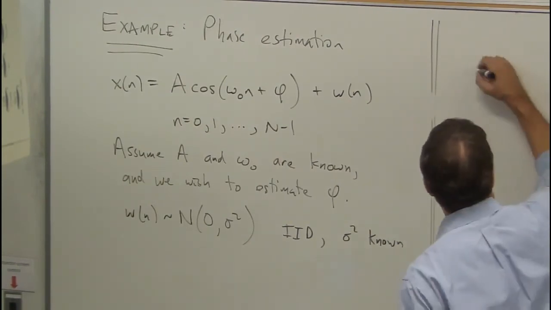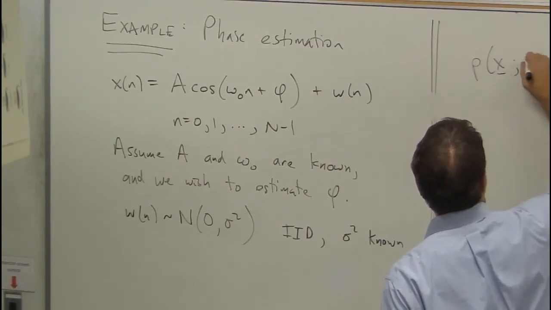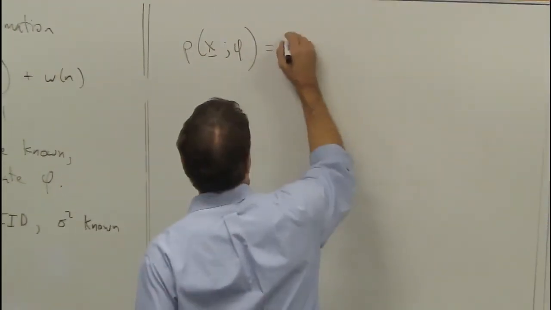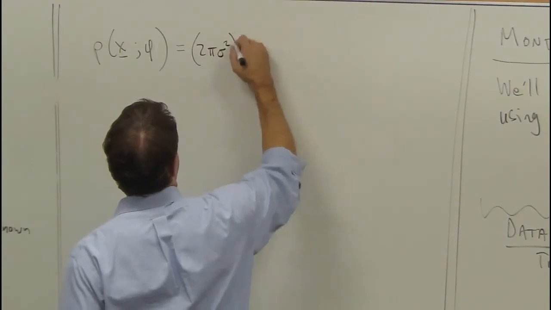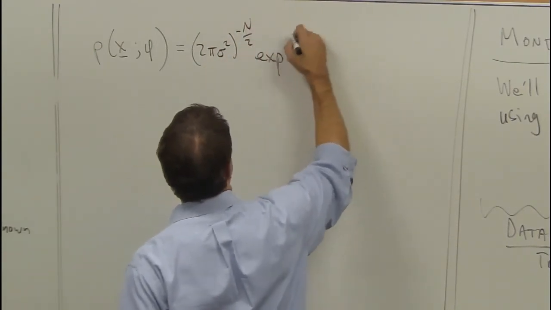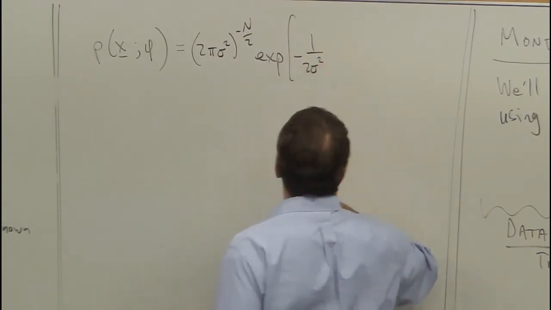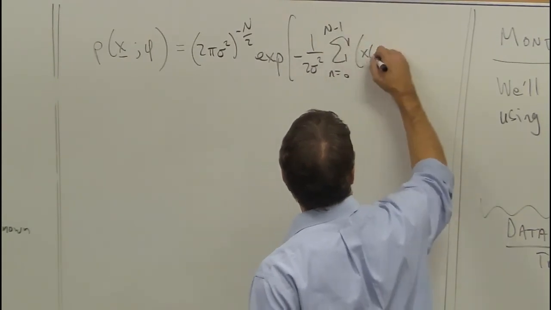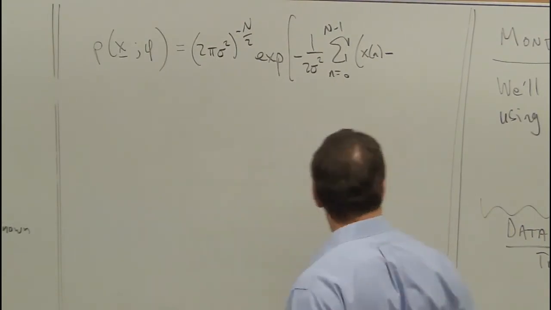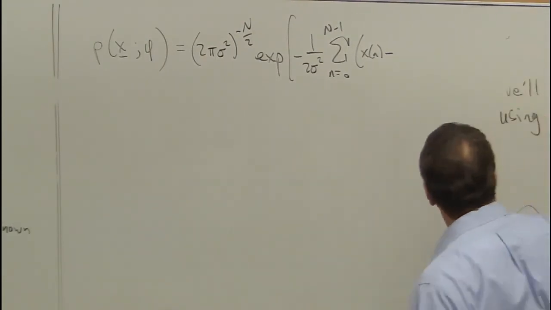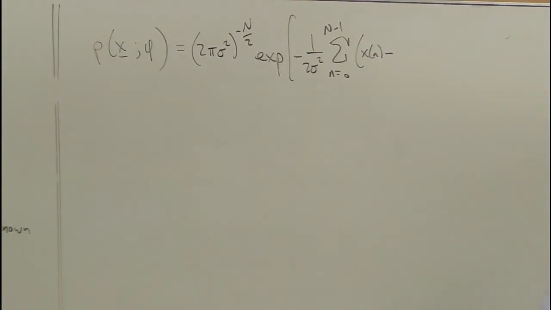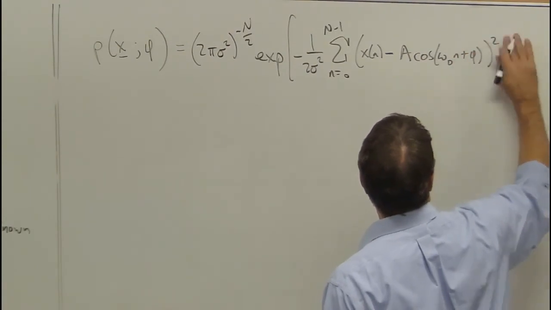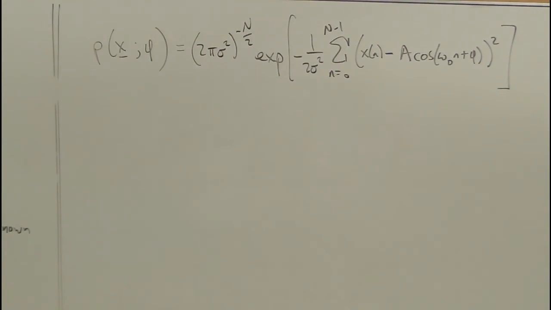So the PDF of the observation in terms of the parameter phi is our standard Gaussian: 2 pi sigma squared to the minus n over 2 power times the exponential of minus 1 over twice sigma squared times the sum over all the observations of x of n minus its mean, which is the sinusoidal signal, A times the cosine of omega 0 n plus phi.